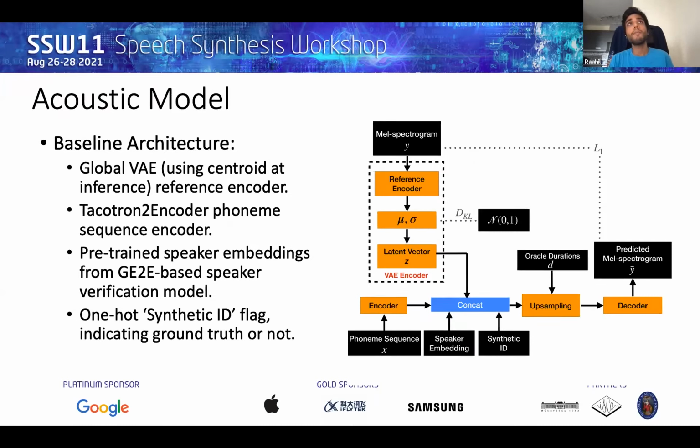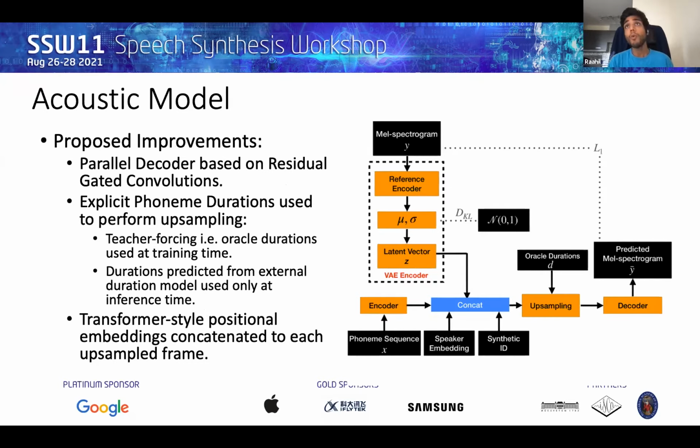So what is the same about the baseline acoustic model? Things that we're familiar with: the use of a reference encoder that is a variational autoencoder to encode residual information from the reference mel spectrogram, and a phoneme encoder based on Tacotron 2. To encode speaker identity, we use speaker embeddings from a pre-trained speaker verification model. And lastly, we have this one hot flag to indicate whether the data is real or synthetic data that we produced using data augmentation. What are we changing?